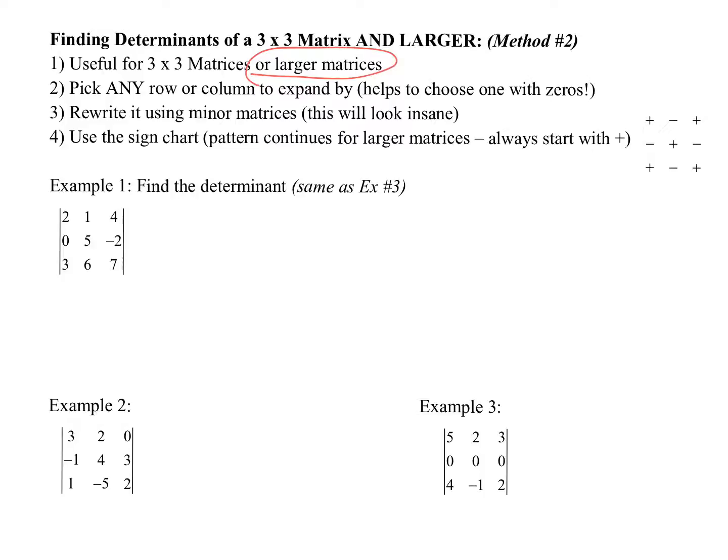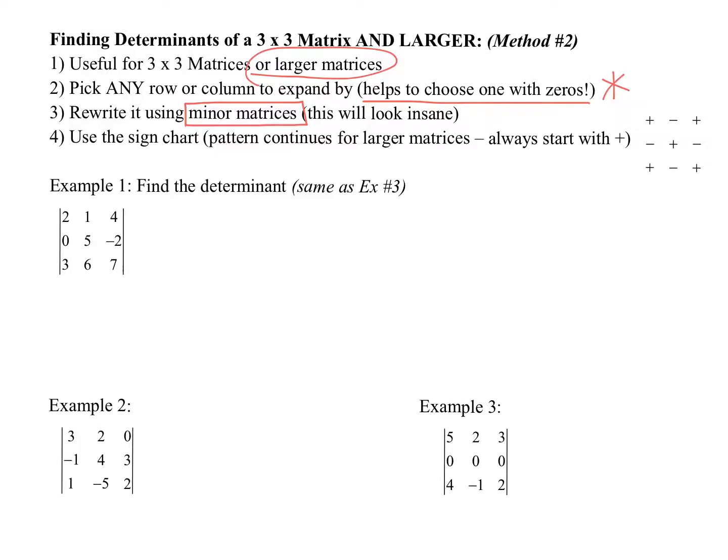Pick any row or column to expand by, and the key here is it helps to choose one with zeros. So that is going to be important. If you have a matrix that has a ton of zeros in it, it's going to be way easier to do this method than doing all the diagonals like we did earlier. Rewrite it using minor matrices. So you're about to learn what a minor matrix is. Talk about that in just a second. It's going to look a little bit strange.